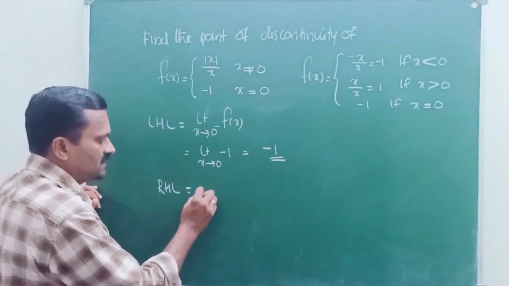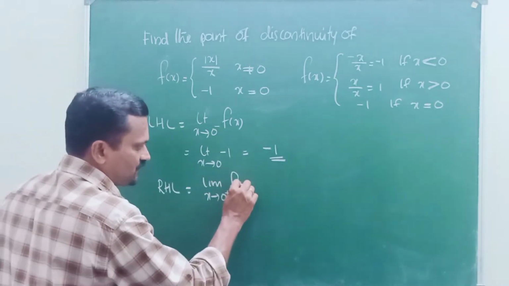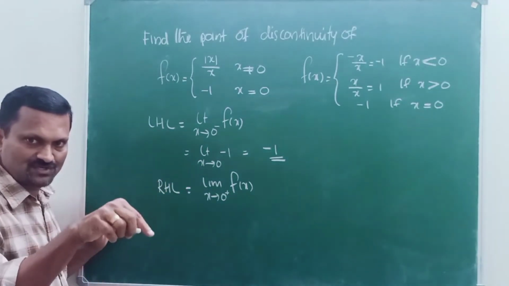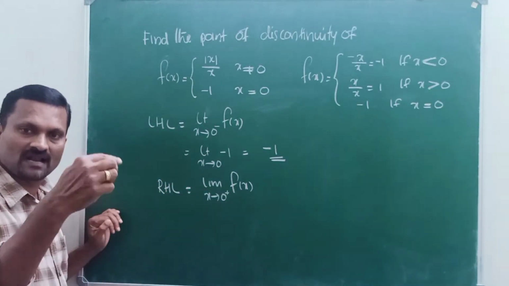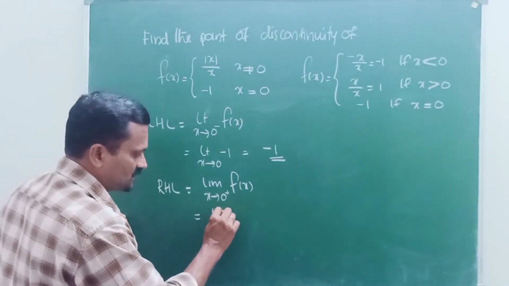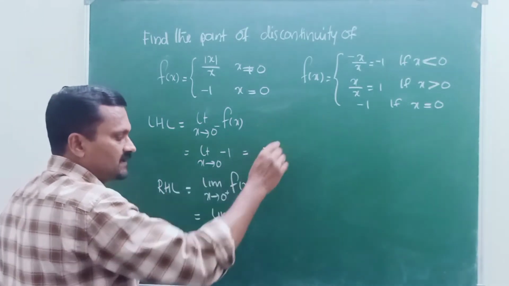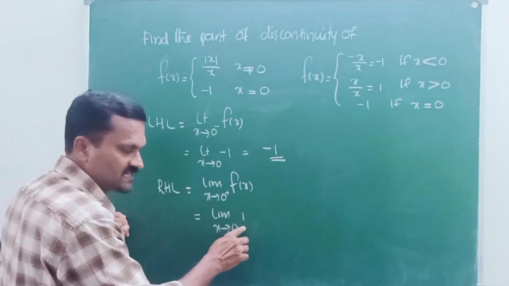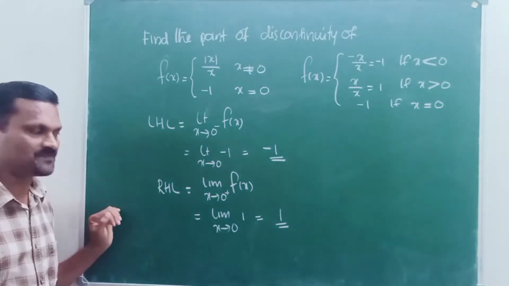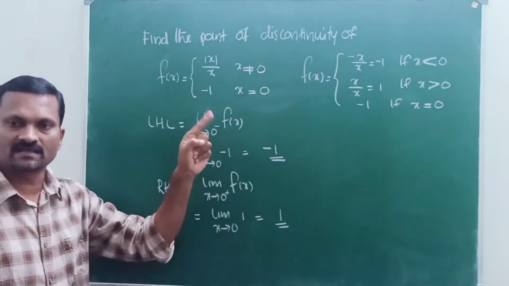Then RHL is limit x tends to 0 plus f of x. 0 plus means x tending to 0 through the right of 0. Right means x greater than 0. Then limit x tends to 0, when x greater than 0, the value of the function is 1. Limit of constant is constant itself. So, LHL is minus 1 and RHL is 1.